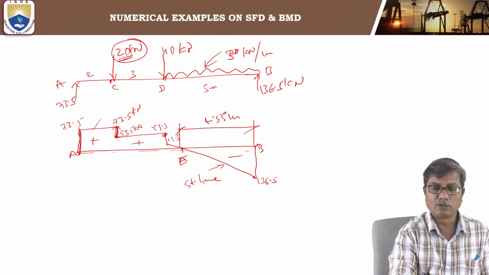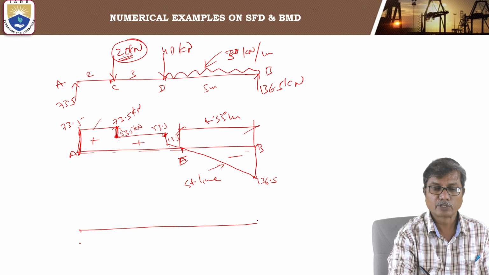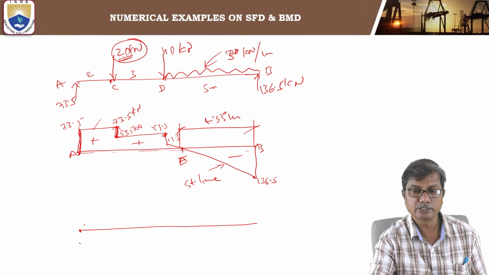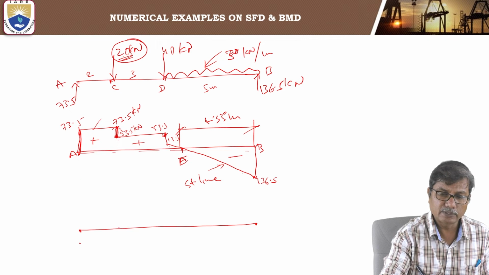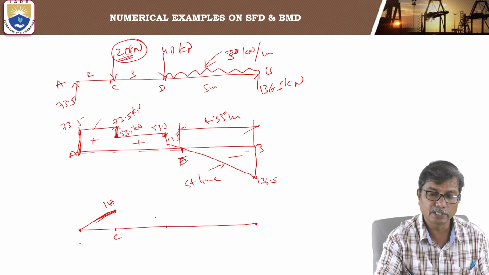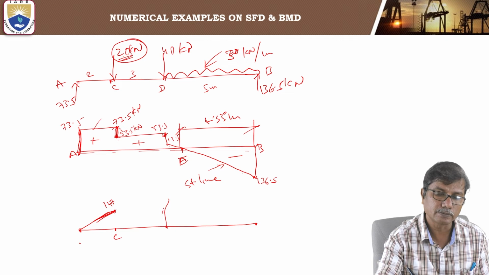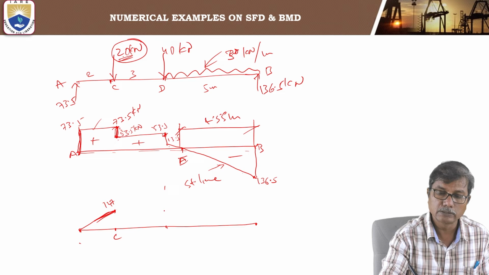It is clear. Now, the bending moment diagram. The bending moment at A is 0 and the bending moment at B is also 0. The bending moment from A to C goes from 0 to 147, and at D the bending moment is 307.